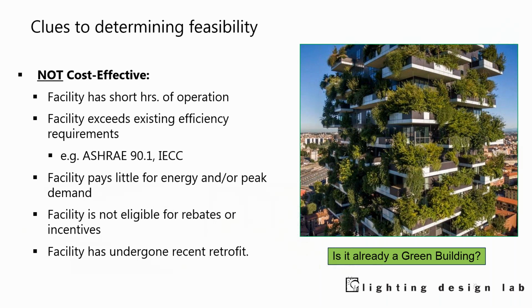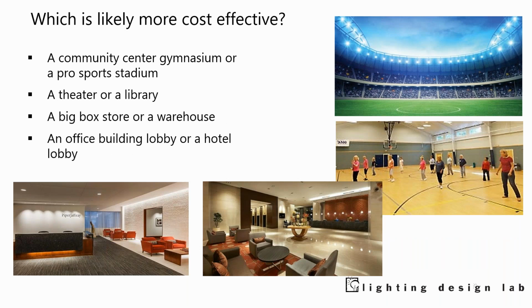Here's a couple of spaces. Normally, if we were doing a live class, this would be an opportunity for some engagement, but I'll talk us through this. So which is more likely to be cost effective? If we look in the upper right, we have a big arena, and they have hundreds of 1,000-watt metal halide fixtures. So you'd think that might be more cost effective. Down here, we've also got a community center where they've maybe just got a dozen or so high wattage, 400-watt metal halide. So you're thinking, well, that's not going to be as cost effective.